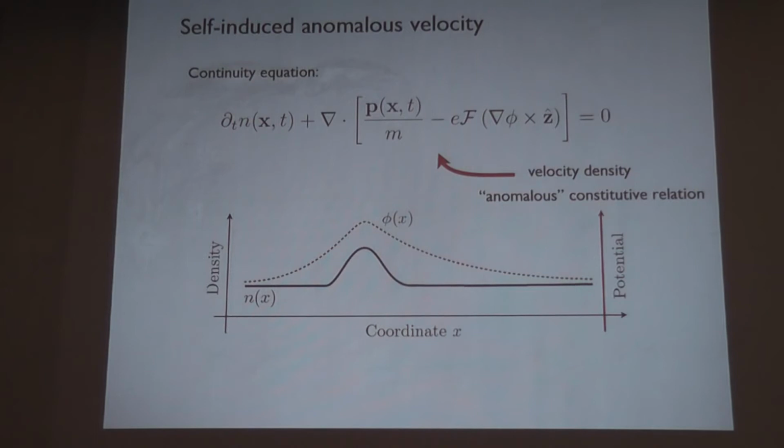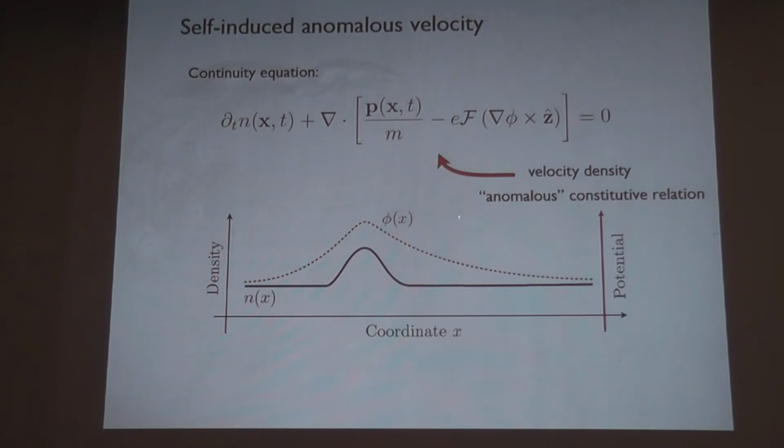And so what do I mean? I mean that when I write down the continuity equation, something like this, where I get dn/dt, the velocity changes. So it's no longer just p over m, which I'm very used to. I get this extra component as well.